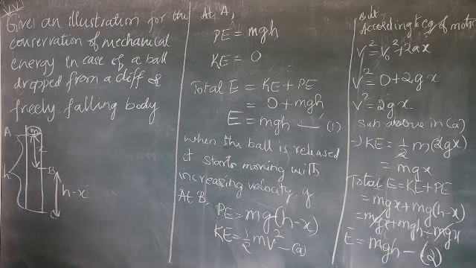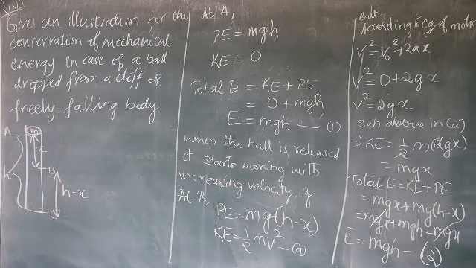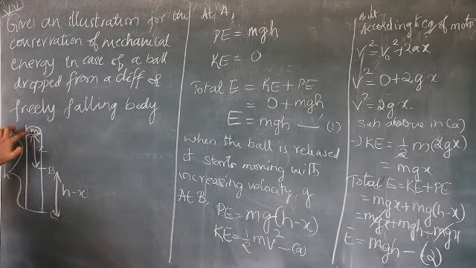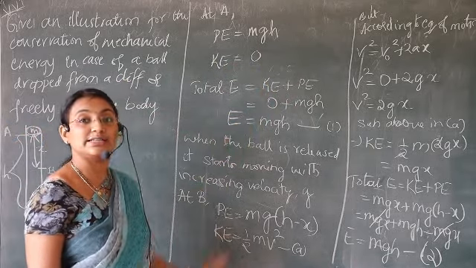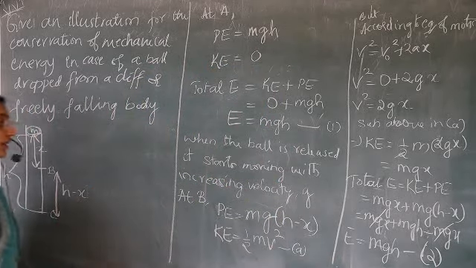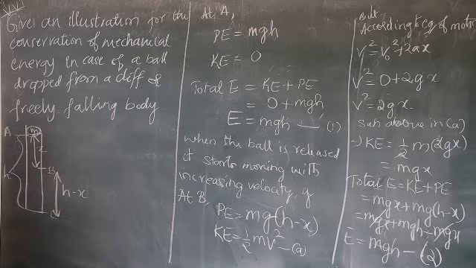Okay. So what we have done, let us consider initially a body of mass m at a height h from the ground. Then the potential energy of the body when it is at the height h is mgh. Kinetic energy is 0 because it is at rest. Therefore, total energy is equal to mgh. Let the ball be released from the height and it starts moving with increasing velocity, and the acceleration is due to gravity g.